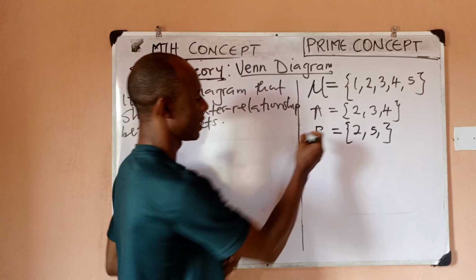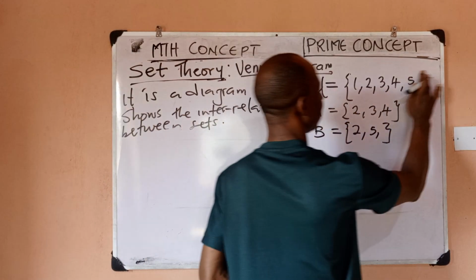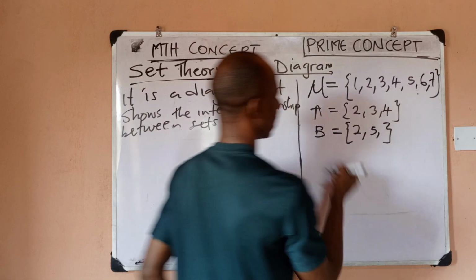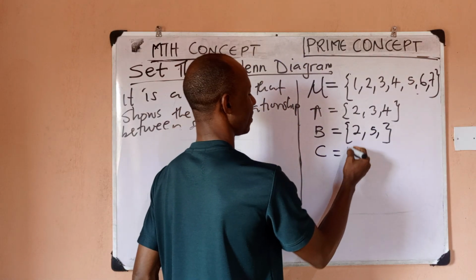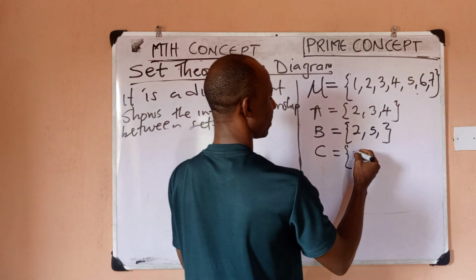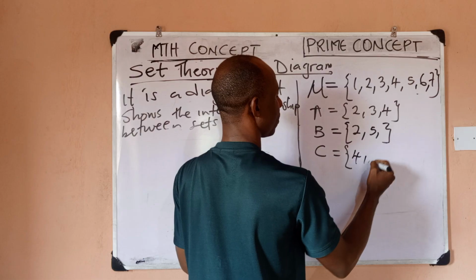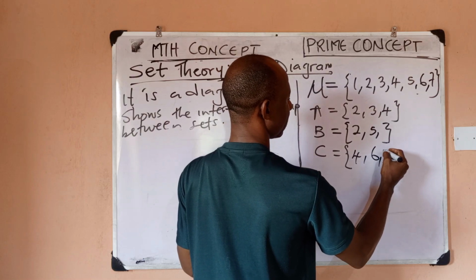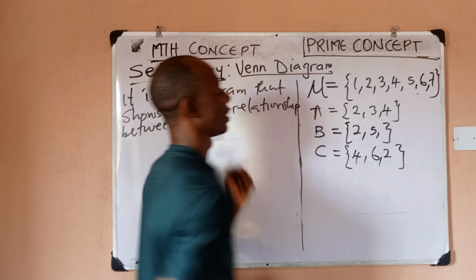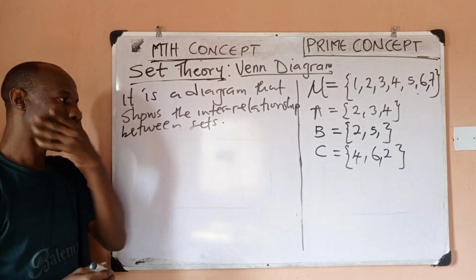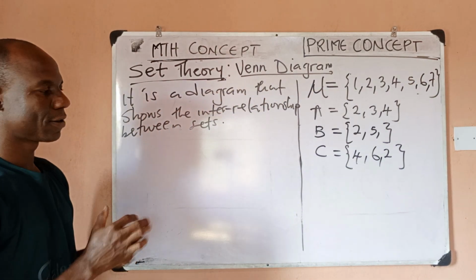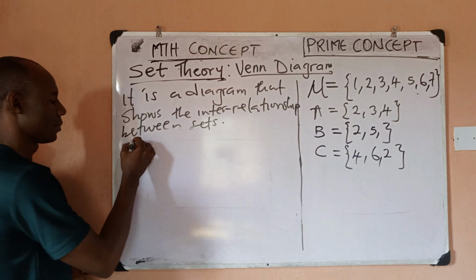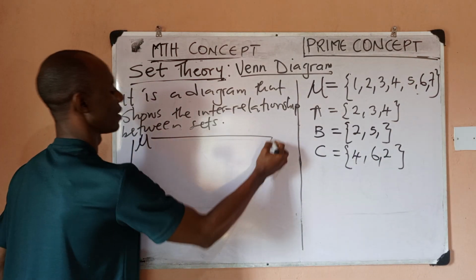Say we have 3 sets. This is set B. Let me increase this. 6, 7. And this is A. Then this set C. It has elements 4, 6, and let's say 2. So it has this element. Now I want to draw this Venn diagram. It's going to start with our rectangle with the universal set.